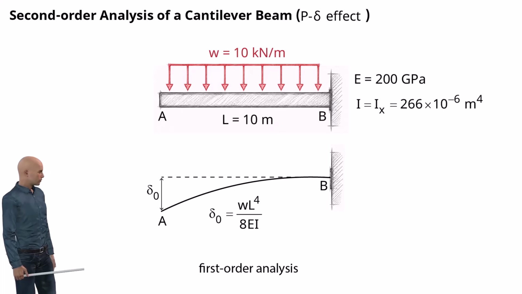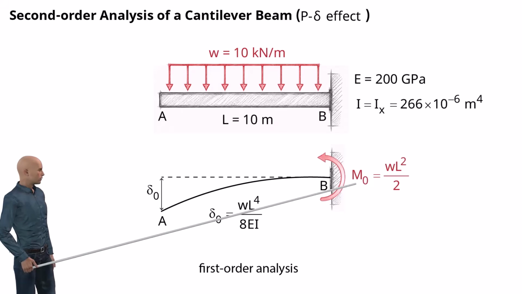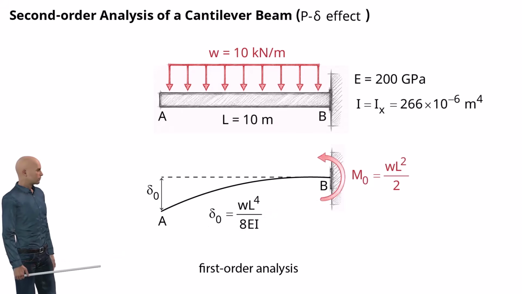Because the beam is statically determinate, we can find the moment at point B directly from statics. For the uniformly distributed load, the moment at the fixed end of the beam is, here, M sub 0 is the first-order bending moment. The subscript 0 has the same meaning as before. It tells us that this moment is obtained from first-order analysis.